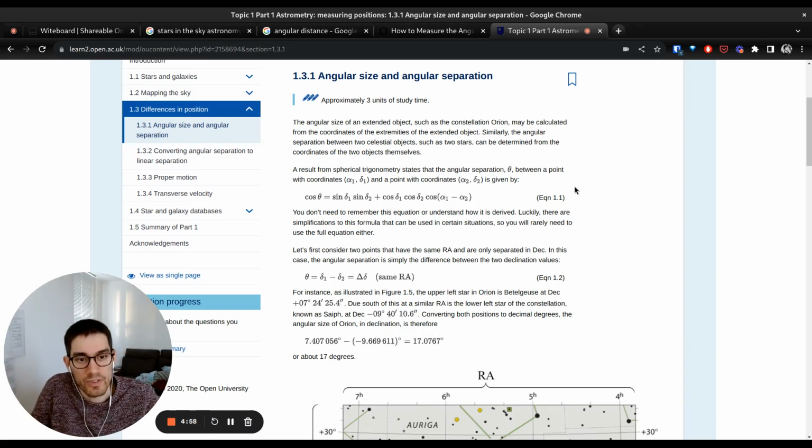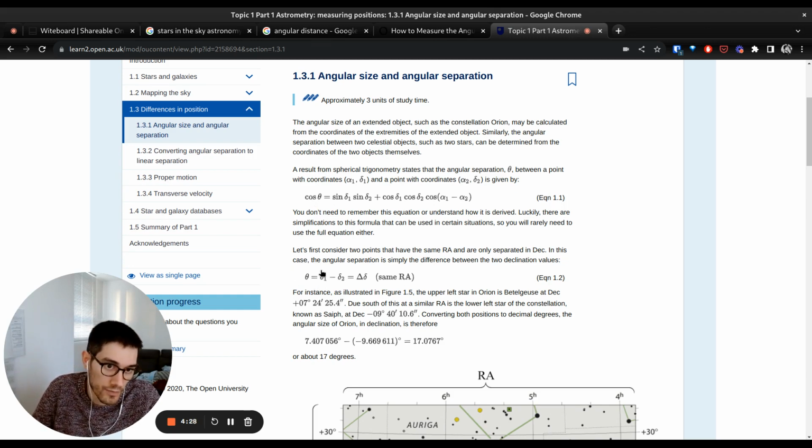Okay, the purpose of this video is to explain how the angular separation equation is derived. The angular separation equation is this one here, and it basically tells you what is the angular separation between two objects if you know the right ascension and the declination. This formula is usually simplified under different circumstances.